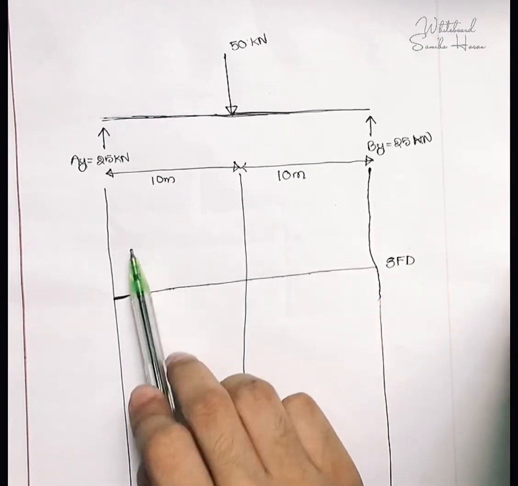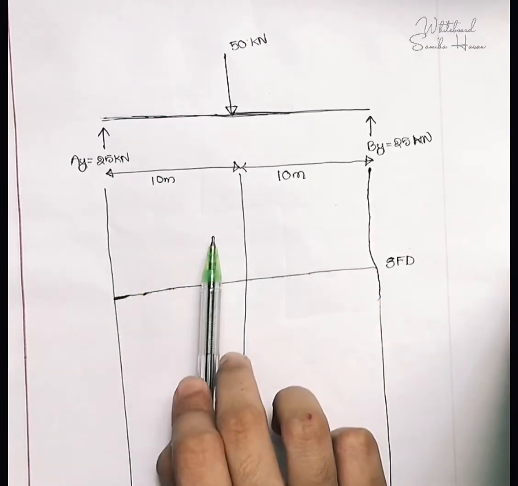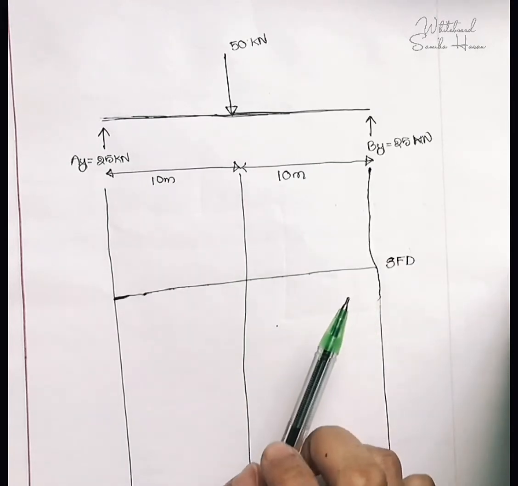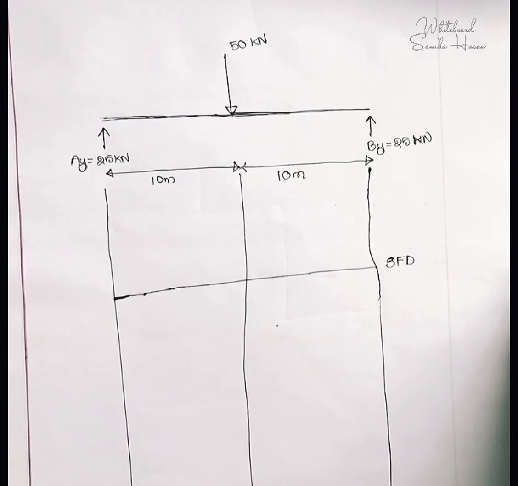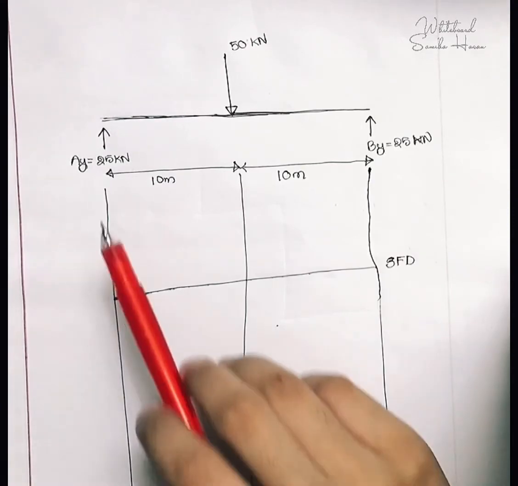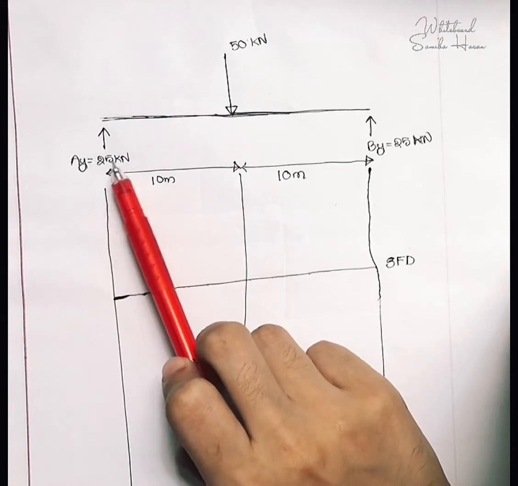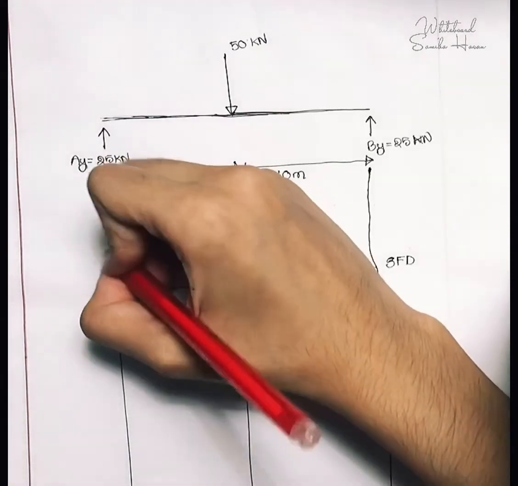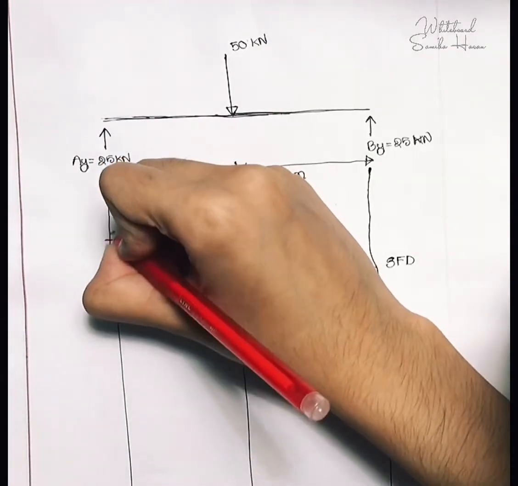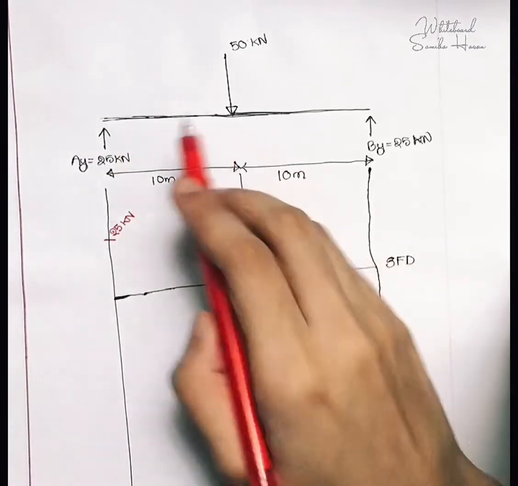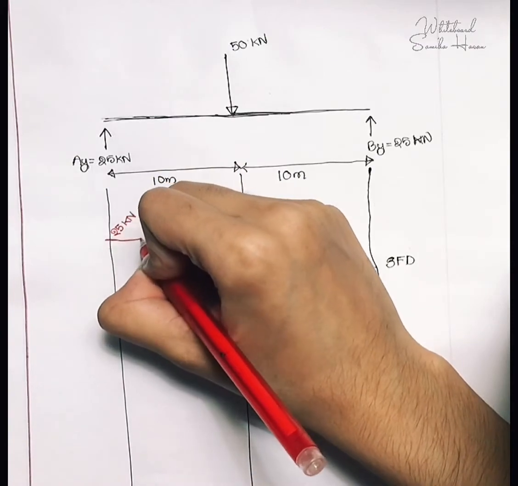Let me draw my line for my SFD. Above this line the value of SFD will be positive, and below this line the value of SFD will be negative. Looking at this diagram, I have a 25 kilonewton force at point A going upwards. So I will have a positive 25 kilonewton over here, and there are no other forces, so I will have a straight line.